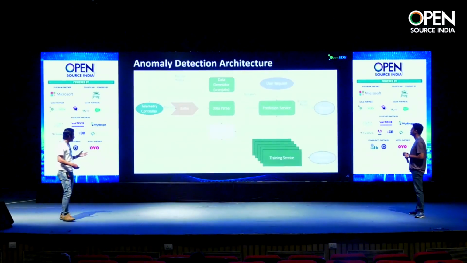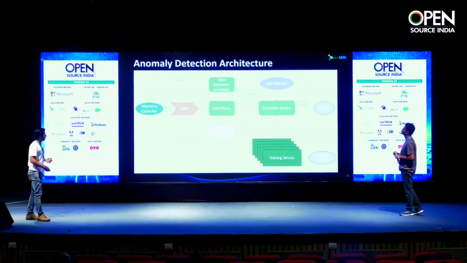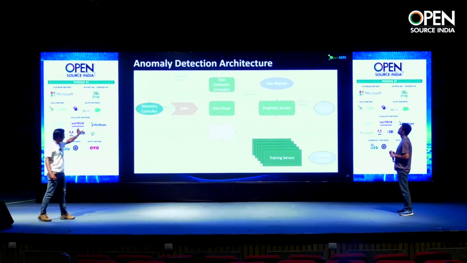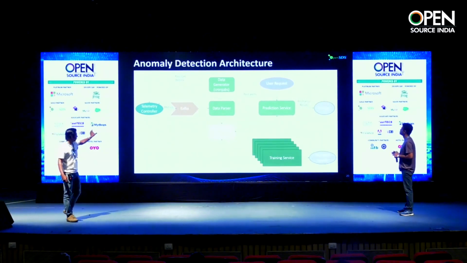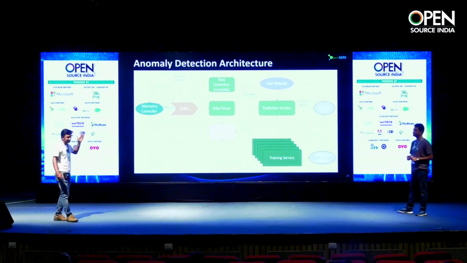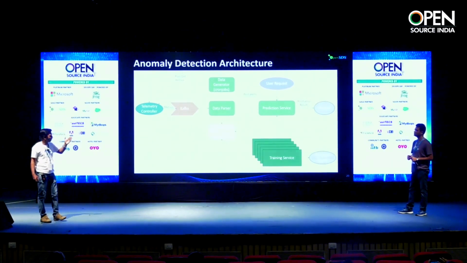So let's see the detailed anomaly detection architecture. We have a telemetry controller to collect the metrics, and anomaly detection mainly has a data generator, data parser, training services, and prediction services.